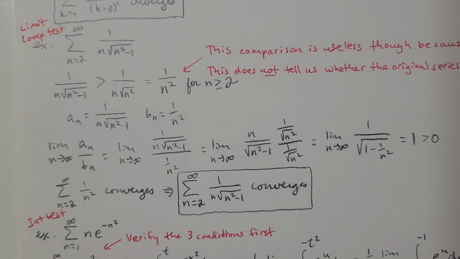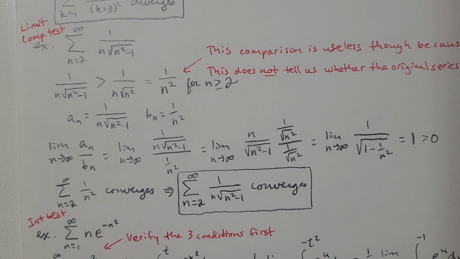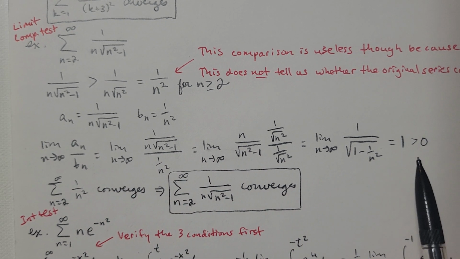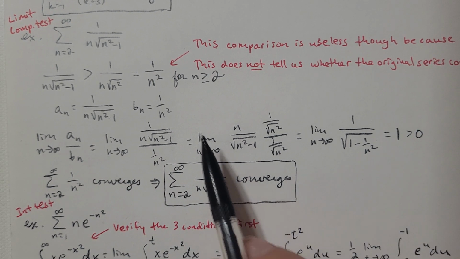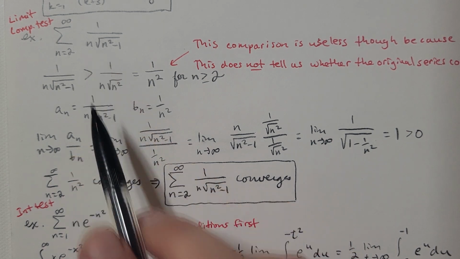So I've got the limit as n approaches infinity of a sub n divided by b sub n. Now all I'm looking for is if this limit calculation is some number that's bigger than 0. If it is, then I'm comparing it to a convergent p series, and I know that the original series would converge.